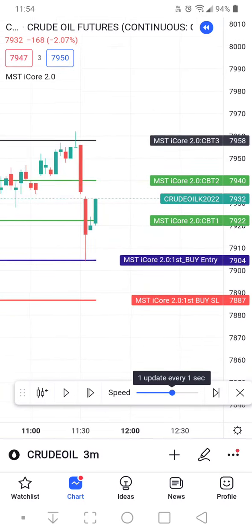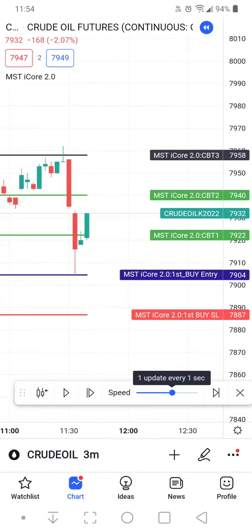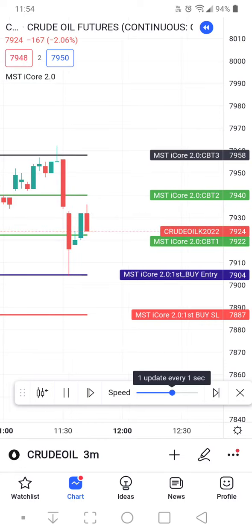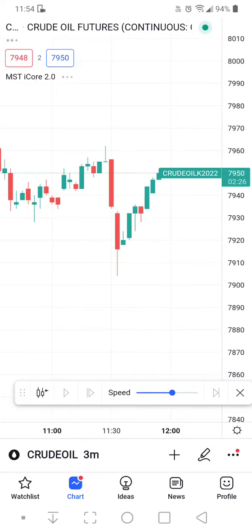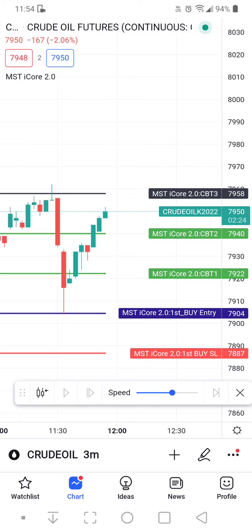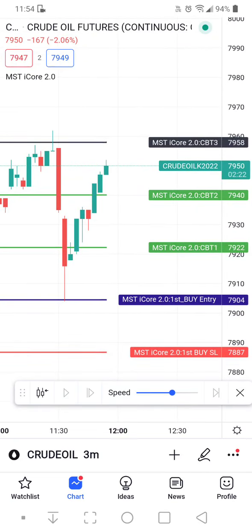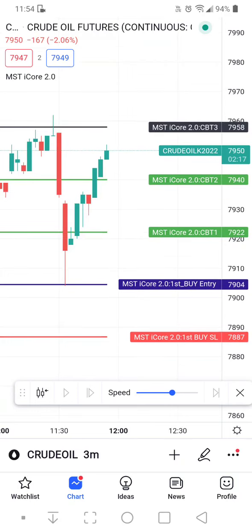So now our buy got activated and this is our SL. What is the SL? 7887. Immediately our first target hit. It is almost nearing the third target. See here, first target hit, second target hit, and it is nearing the third target. So hope it is clear.